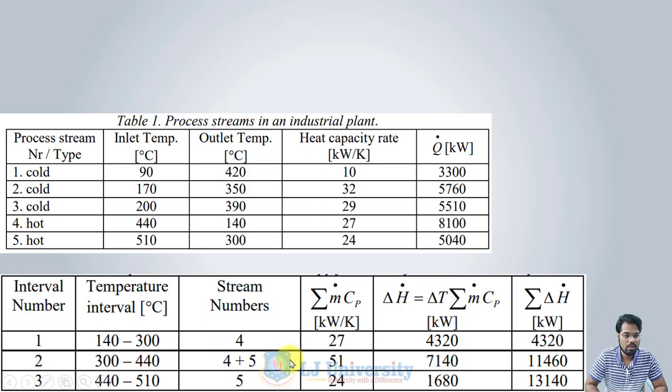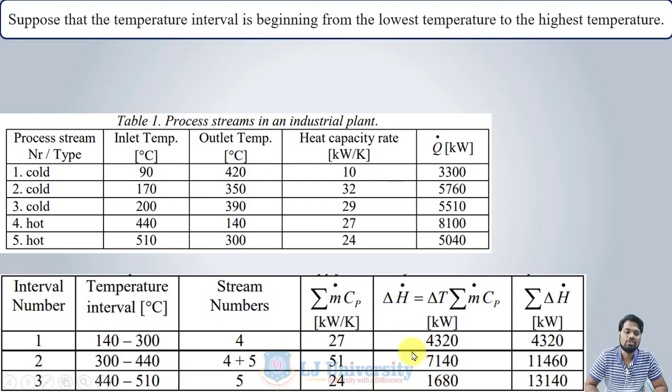Now these are the heat capacities given in the table: 27; 4 plus 5, so 27 plus 24, which is 51; and for only 5, which is 24. Now how to calculate this enthalpy, delta H? We can easily calculate it by delta T times the summation of the heat capacities. So this is 27 times the temperature difference 300 minus 140, then 51 times (440 minus 300), then 24 times (510 minus 440), and then we will get the value of delta H.